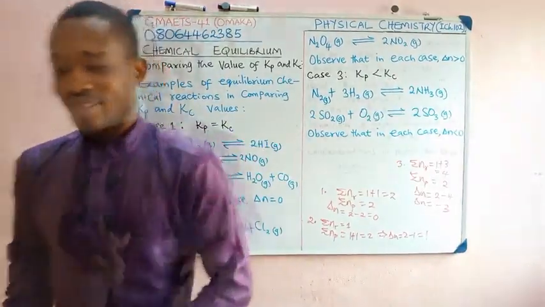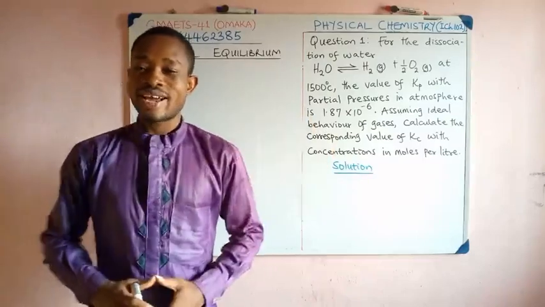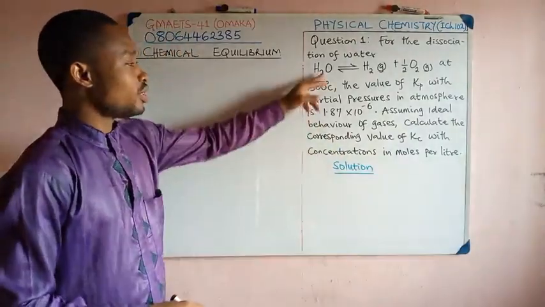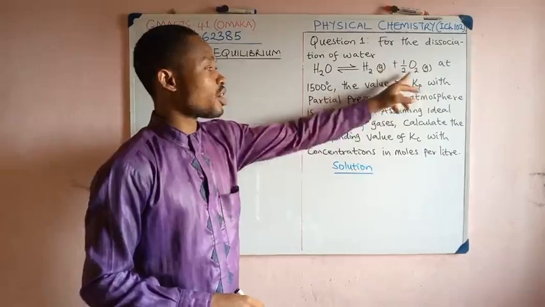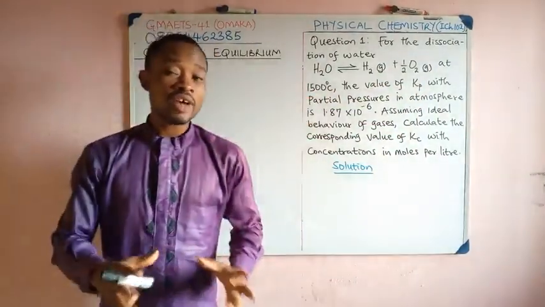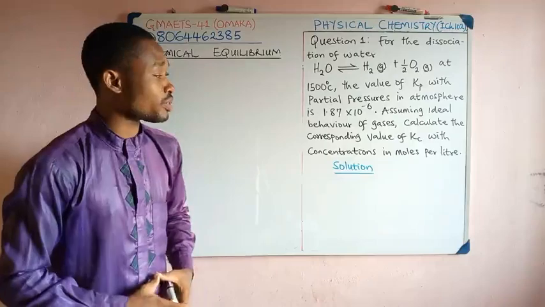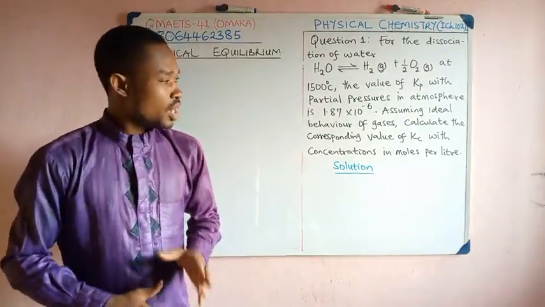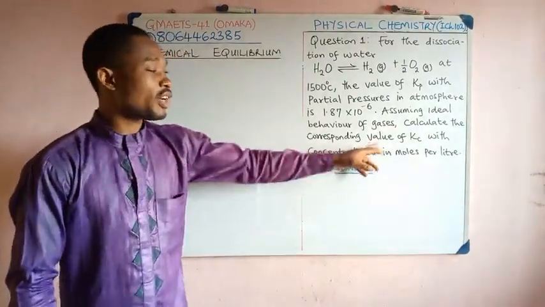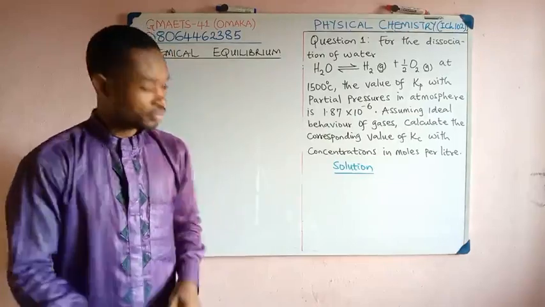Kc. In this video, we are going to solve a question as seen on the board. For the dissociation of water, dissociating to give us hydrogen gas and oxygen gas at 1500 degrees centigrade, the value of Kp with partial pressures in atmosphere is 1.87 times 10 raised to the power minus 6. Assuming ideal behavior of gases, calculate a corresponding value of Kc with concentrations in moles per liter.